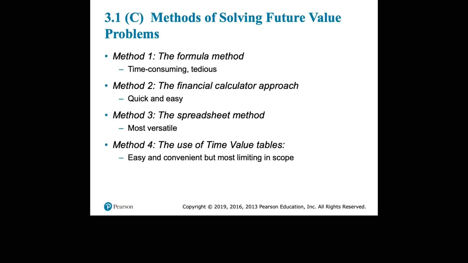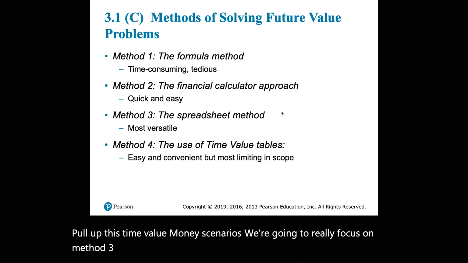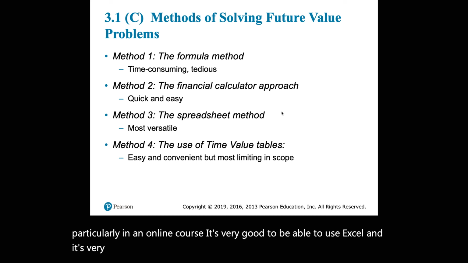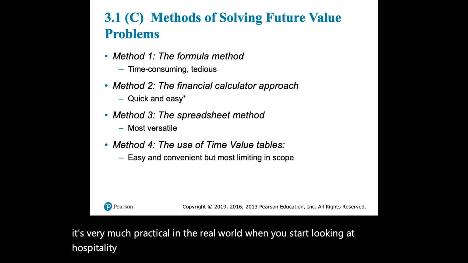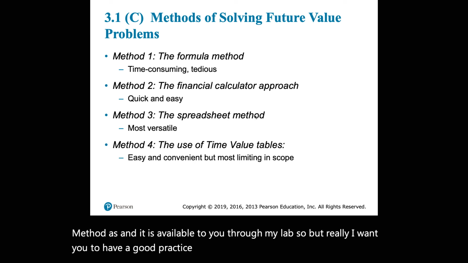In regards to solving future values, and actually in regards to solving all of these time value of money scenarios, we're going to really focus on method 3 because, as it states, it's very versatile. You have it available, particularly in an online course. It's very good to be able to use Excel, and it's very much practical in the real world when you start looking at hospitality examples. Financial calculator is also a good method. It is available to you through MyLab. But really, I want you to have good practice and understanding on how to use the spreadsheet in order to solve for these future values.